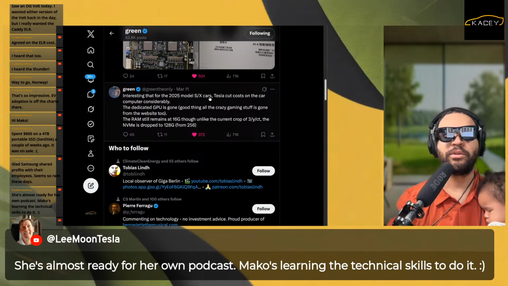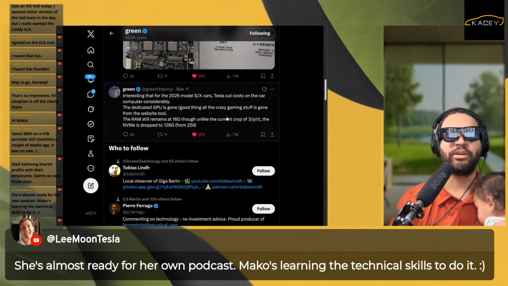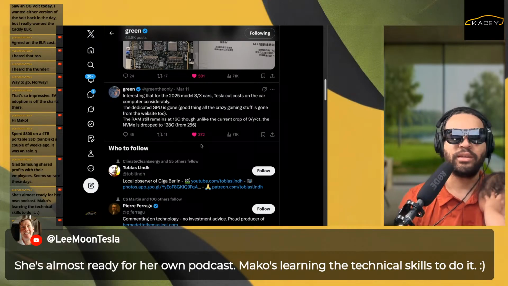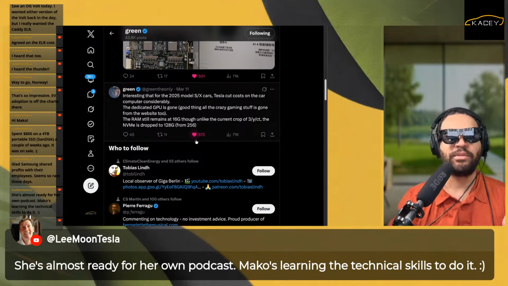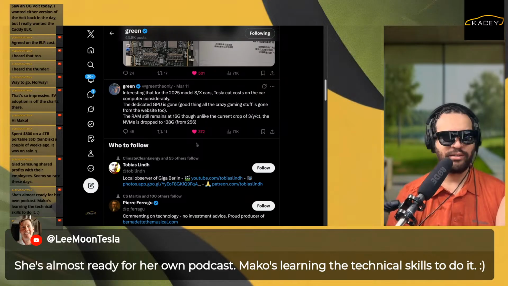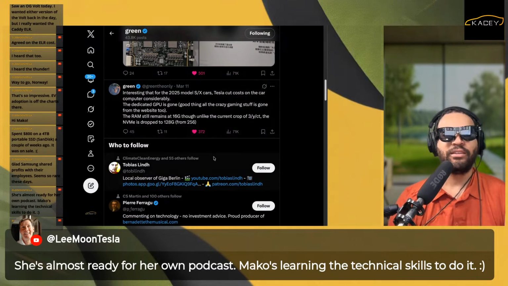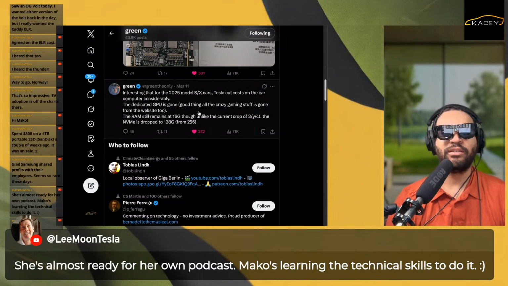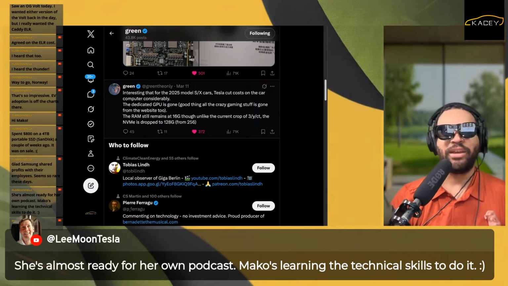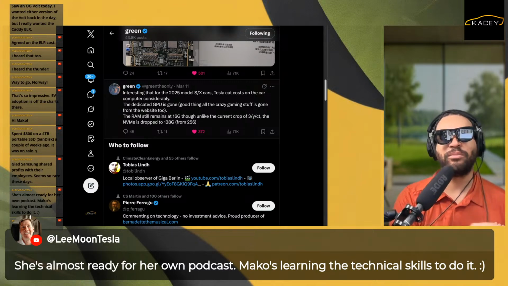So for 2028 Model S and X cars, Tesla cut the cost on the car computer considerably. Dedicated GPU is gone. Good thing all the crazy gaming stuff is gone from the website too. The RAM still remains at 16 gigs, although unlike the current crop of 3Y and Cybertruck, the NVMe is dropped to 128 gigabytes from 256. That seems kind of cheap. So if you just got yourself a new S or X, expect it to continue to be the weird stepchild situation. Not just because it's legacy, not just because they're all legacy, but because they went ahead and made it not match right at the end. Brilliant move.